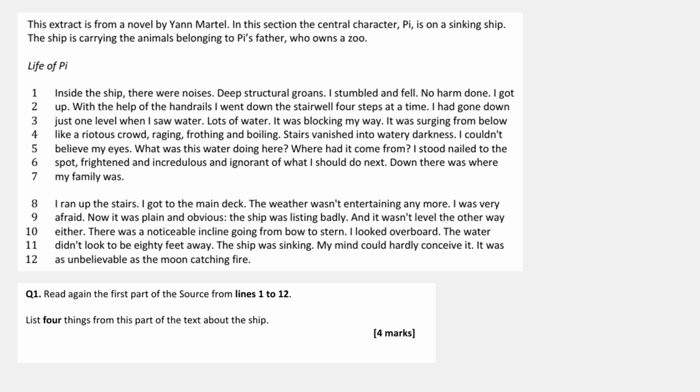So read again the first part of the source from lines 1 to 12. Well, we've only got lines 1 to 12, but we would of course draw a box around it. List 4 things from this part of the source, from this part of the text, about the ship.